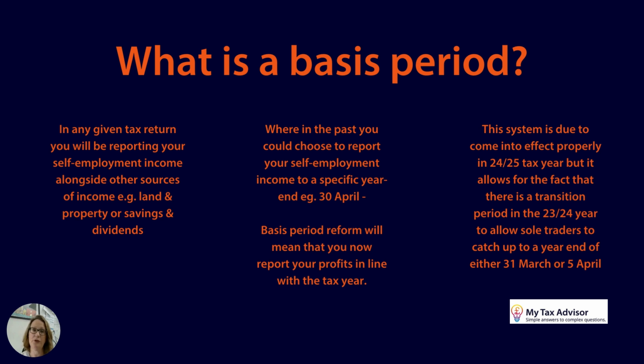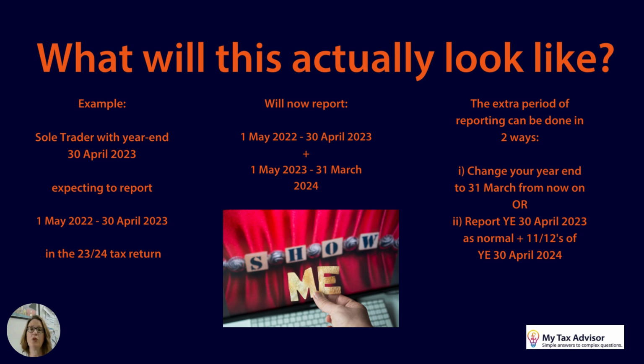And just a little note about 31st of March or the 5th of April. From HMRC's point of view, those two dates are entirely interchangeable. They don't mind, or any date in between for that matter. So I tend to talk about the 31st of March, but actually it's just as applicable to the 5th of April. So what will this actually look like?